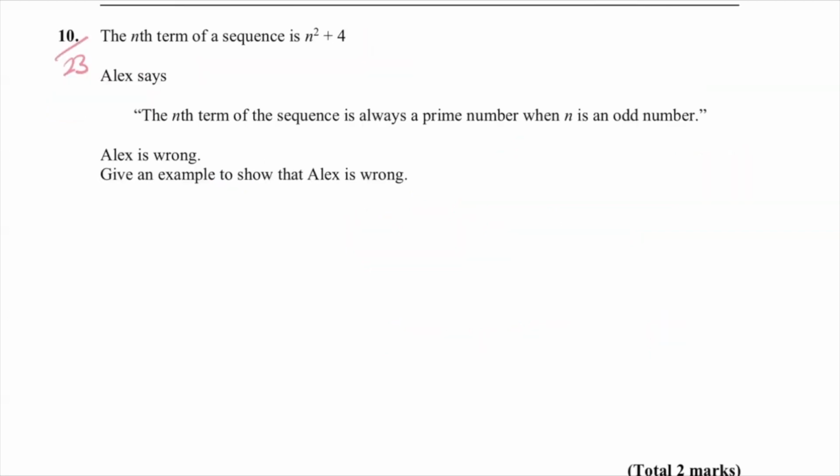Okay, another crossover. We've been given the nth term of the sequence as n squared plus 4. Alex says the nth term of the sequence is always a prime number when n is an odd number. So really clock that. n is going to be odd. Alex is wrong, so that's a fact. And we've got to give an example to show that.